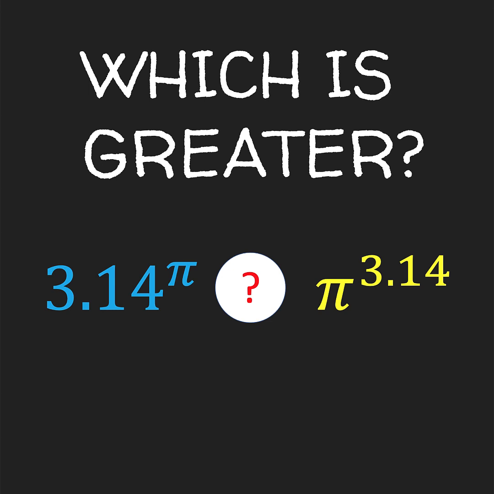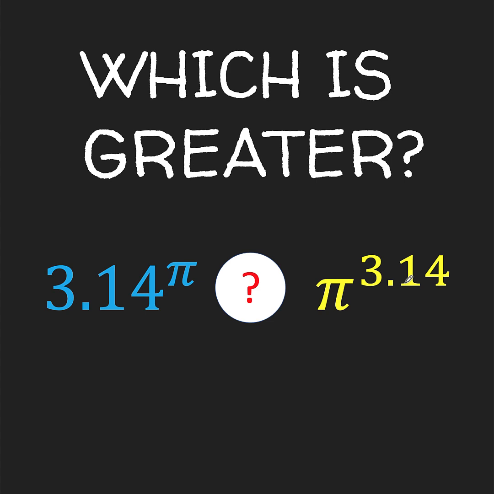Which is greater, 3.14 raised to pi or pi raised to 3.14? We know that the approximate value of pi is 3.14. So these two values, 3.14 and pi, are very close with each other, with pi being slightly larger than 3.14. But if 3.14 is the base and pi is the exponent, compared to pi as the base and 3.14 as the exponent, which one is greater?